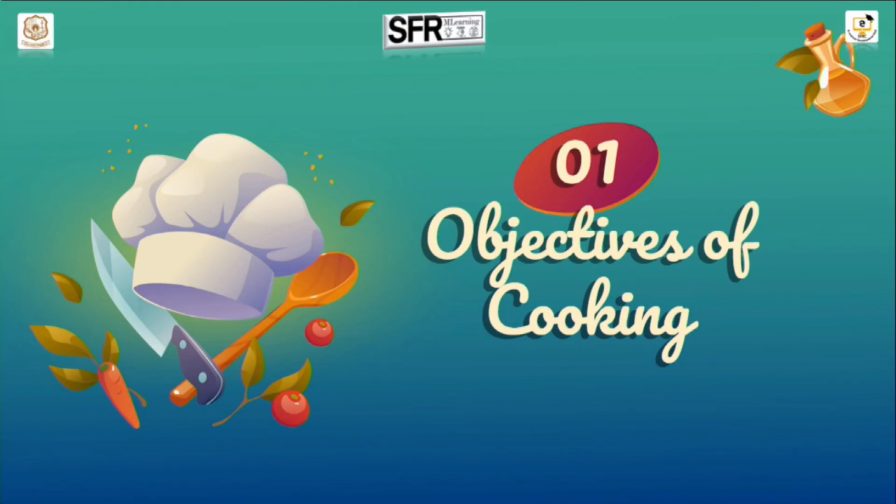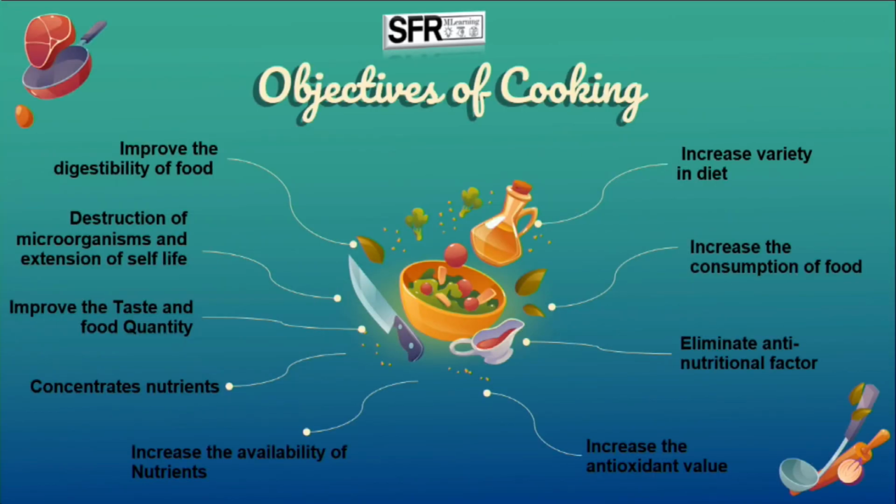Then we are going to see the objectives of cooking. There are multiple objectives of cooking in everyday life. We cook food to improve its digestibility. Every food we cannot take as it is raw, because most raw materials are not digestible if we take them raw. The next objective is destruction of microorganisms and extension of the shelf life of foods that we subject to cooking.